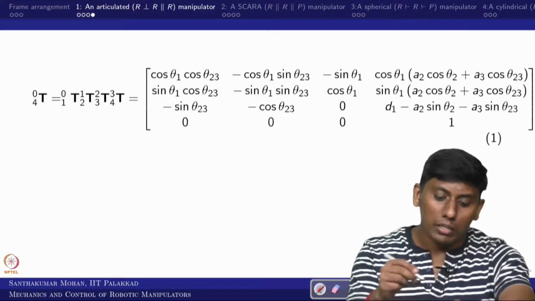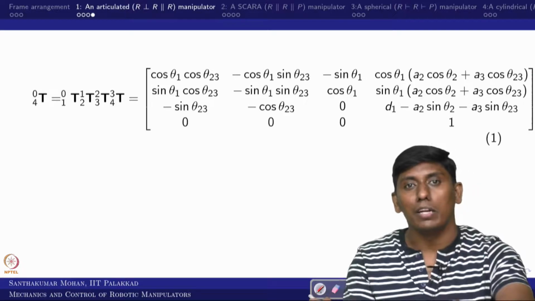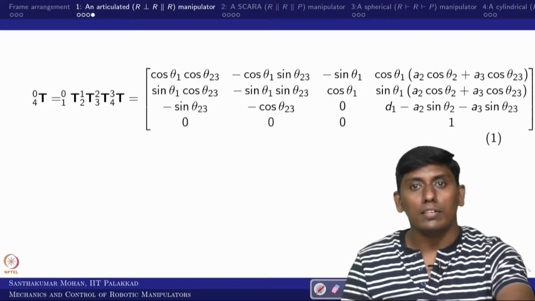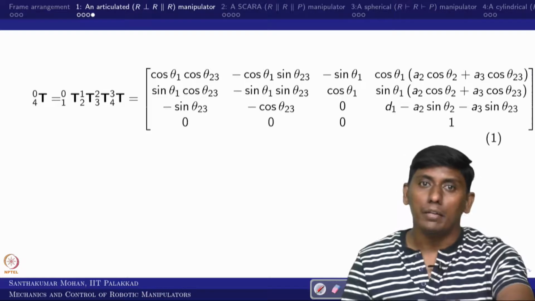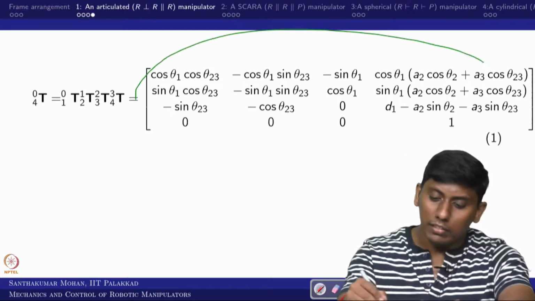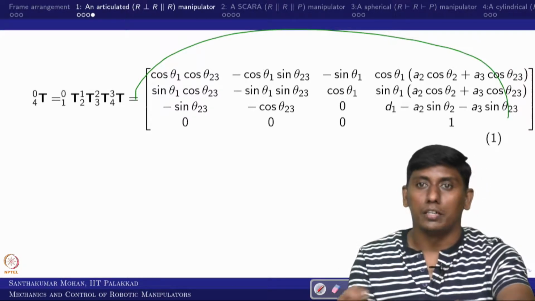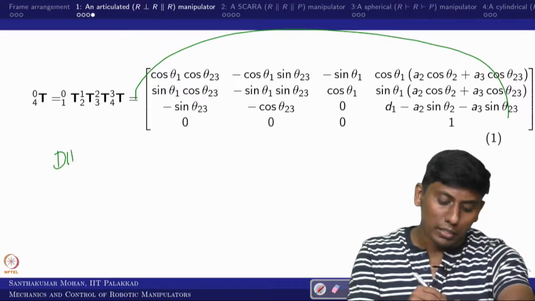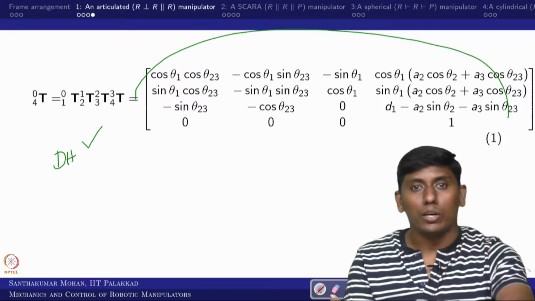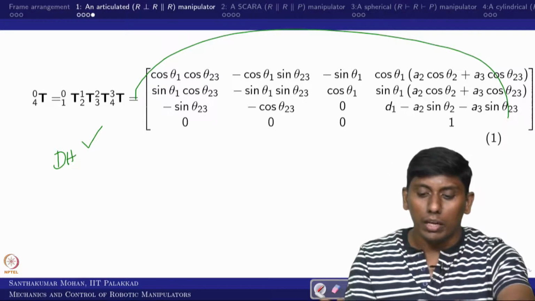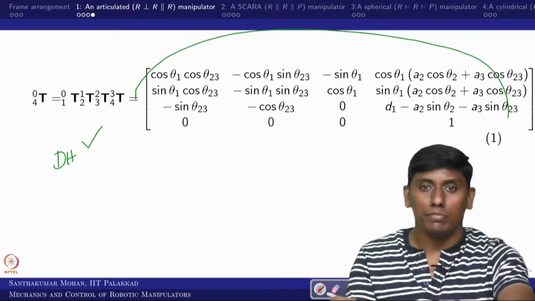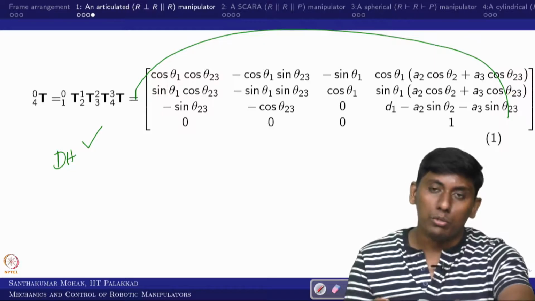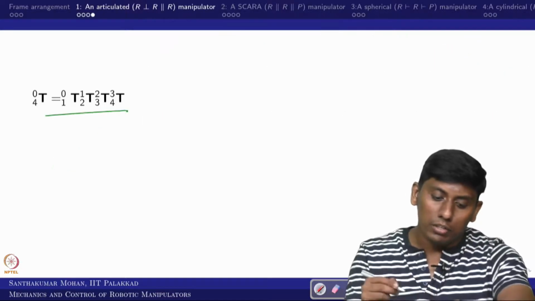Now if you substitute and get it, finally this matrix will come. So the task does not end here. Why? Once you obtain this, you have to cross check whether the DH parameters you obtained are correct or not. So how can you cross check?